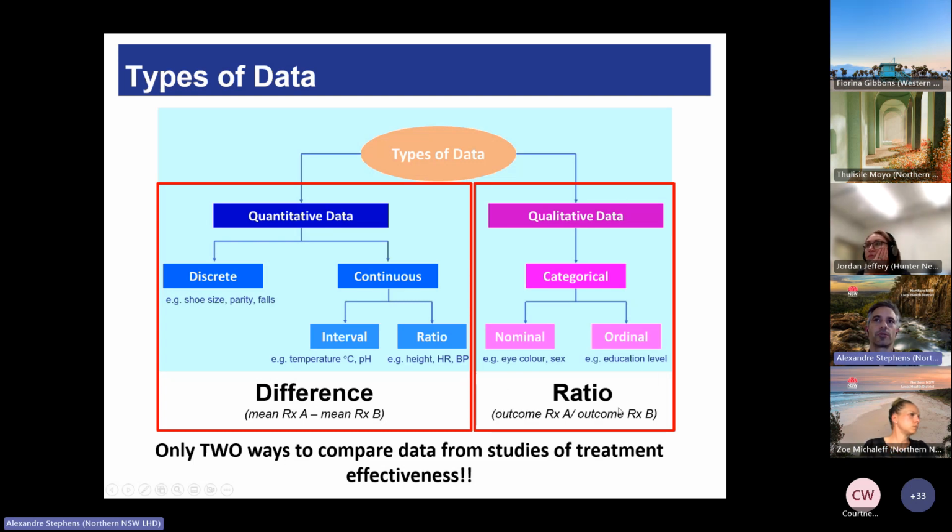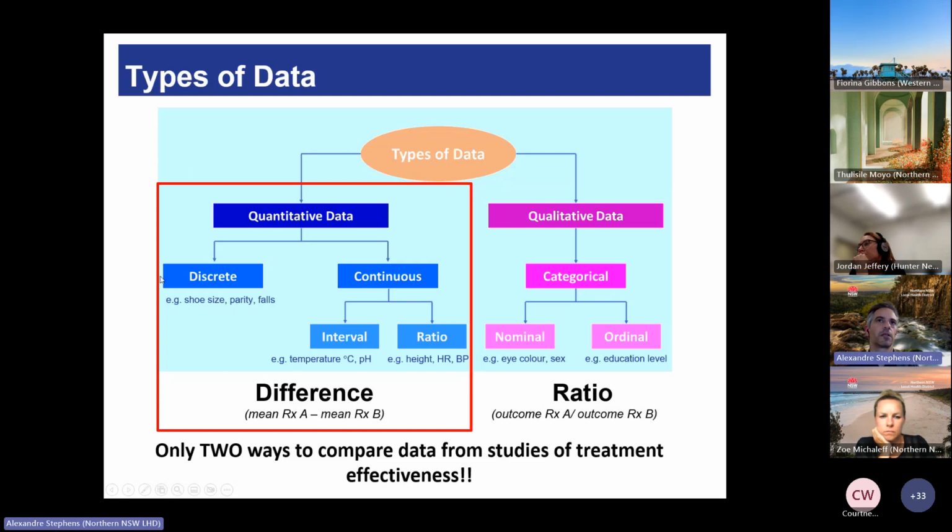Ratios are used to assess the effects of categorical data. This is a little less intuitive, but the ratios essentially express the levels of the outcome in a study group, say study group A, to the levels of the outcome in another study group, say study group B.